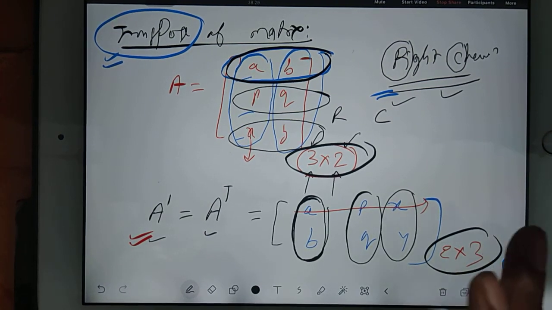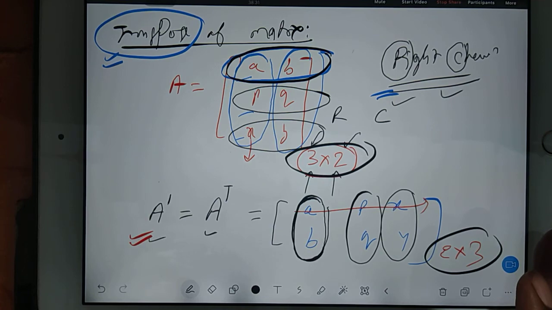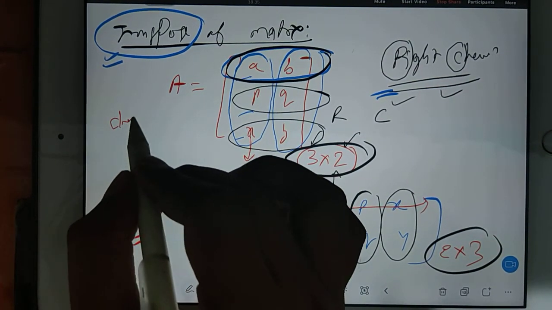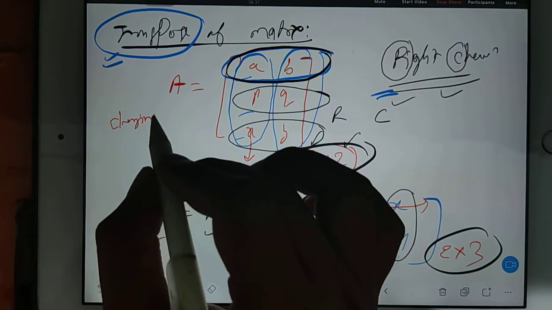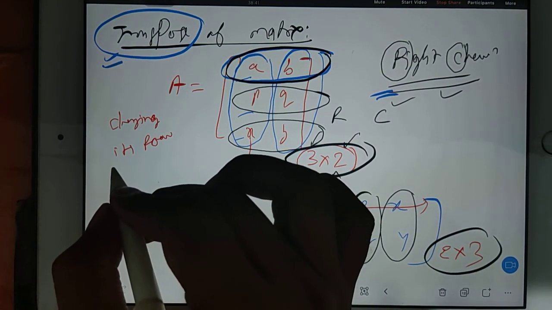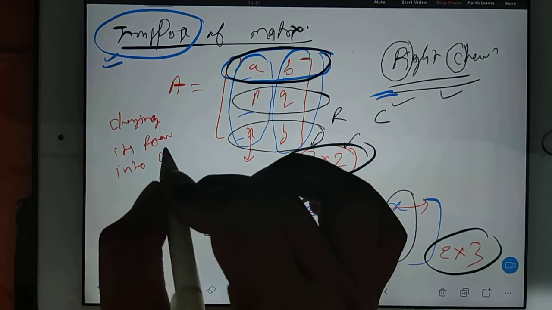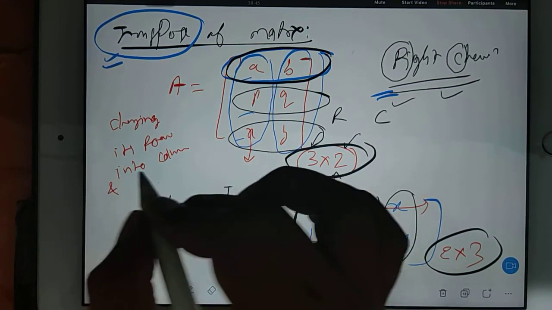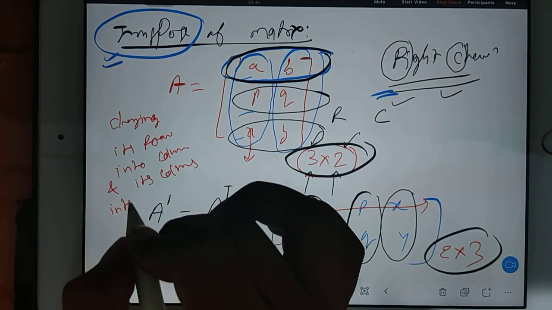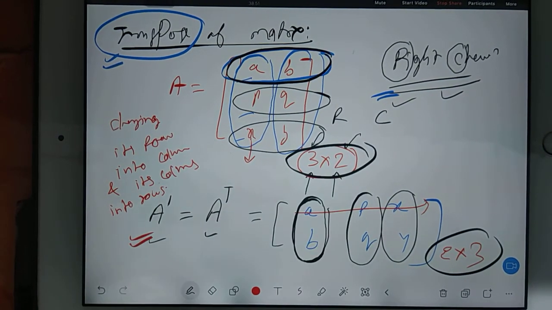Okay, so this is the meaning of transpose. Transpose is nothing but, if you want to write it as a sentence, changing its rows into columns and its columns into rows.